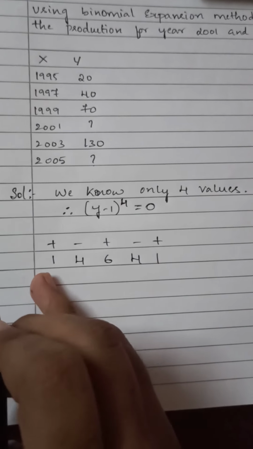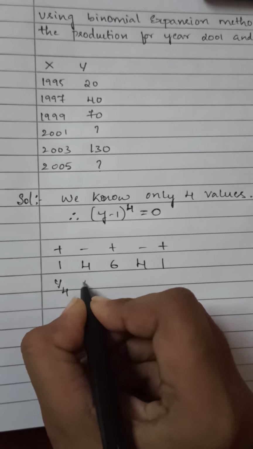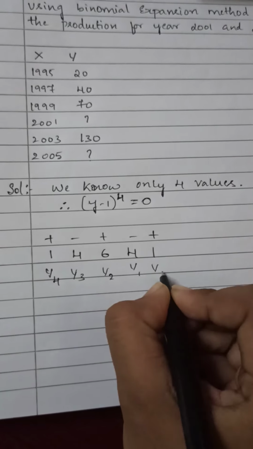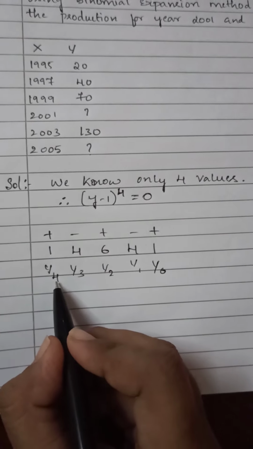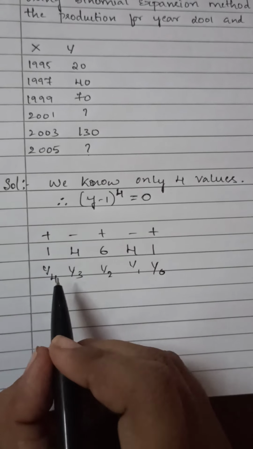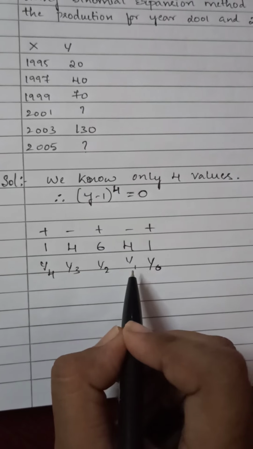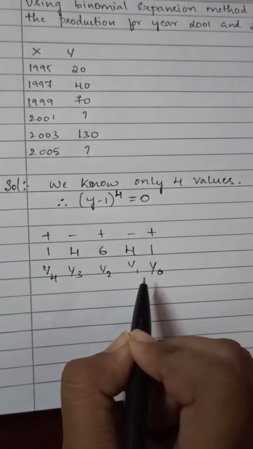And we know only 4 values, so y4, y3, y2, y1 and y0. If we know 5 values, it will start with 5. We know only 4 values, so it will start with 4. Don't write y0, y1 like that. Write in a descending order, y4, y3, y2, y1, y0.